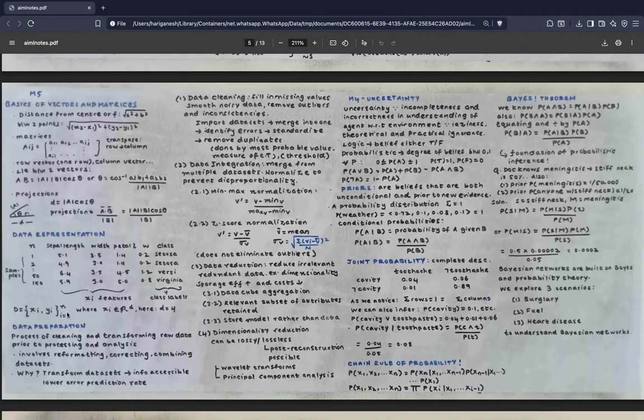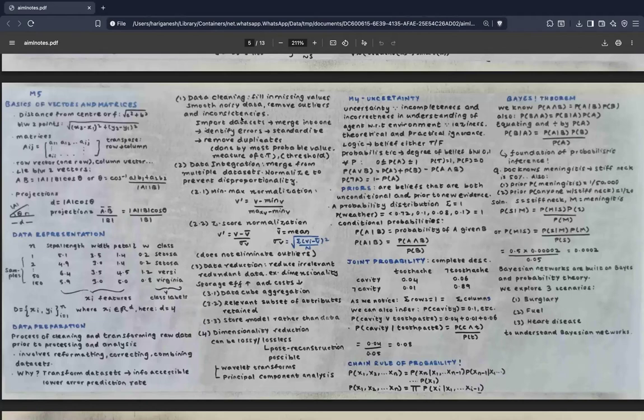The second is data preparation. There's a process of cleaning and transforming raw data prior to processing and analysis. It involves reformatting, correcting, combining data sets. Why do we do this? We want to transform data sets so that information is more accessible. This is done in a few ways.